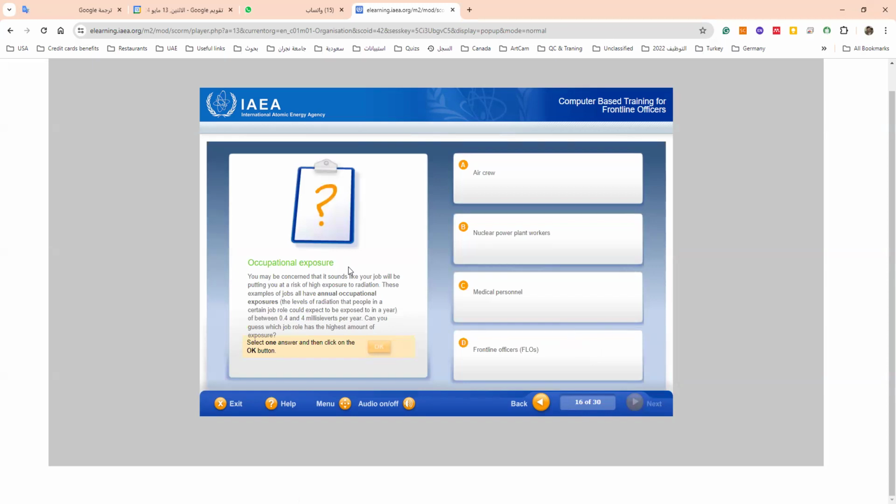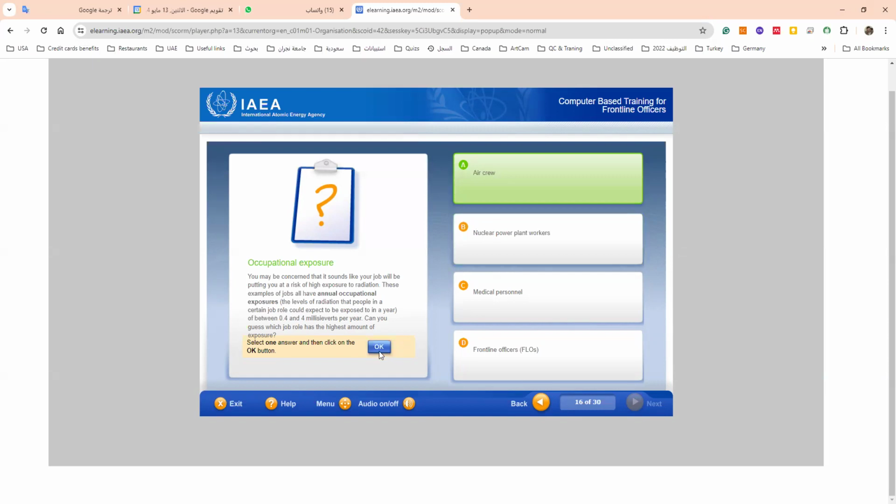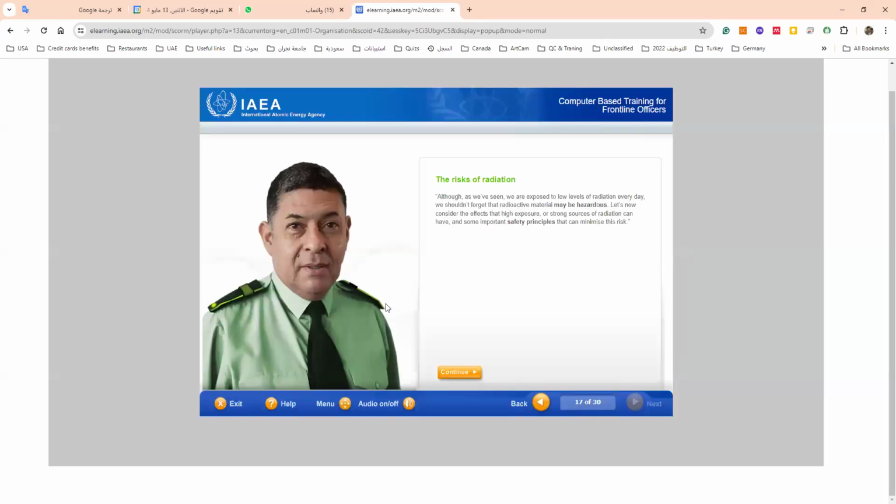Occupational exposure. You may be concerned that it sounds like your job. You have to read this to check your knowledge and try to answer. I will answer randomly and you have to check it later, okay?